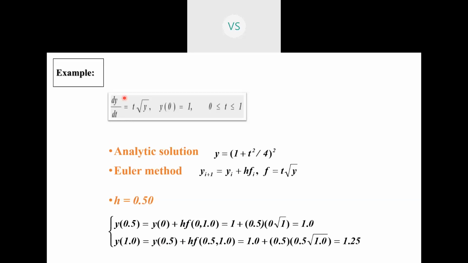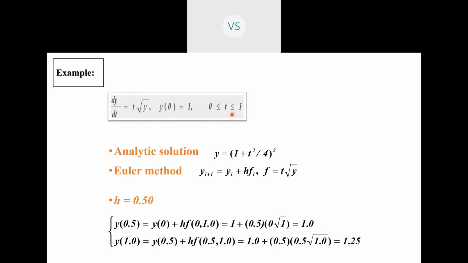Here dy by dt is given as t under root y, and this is your initial condition. So this 0 is nothing but the initial value of t. Always remember, when the equation is given in this form, the 0 over here is nothing but the initial value of t. That denotes that at t equal to 0, y has the value of 1. Understanding this is very important.